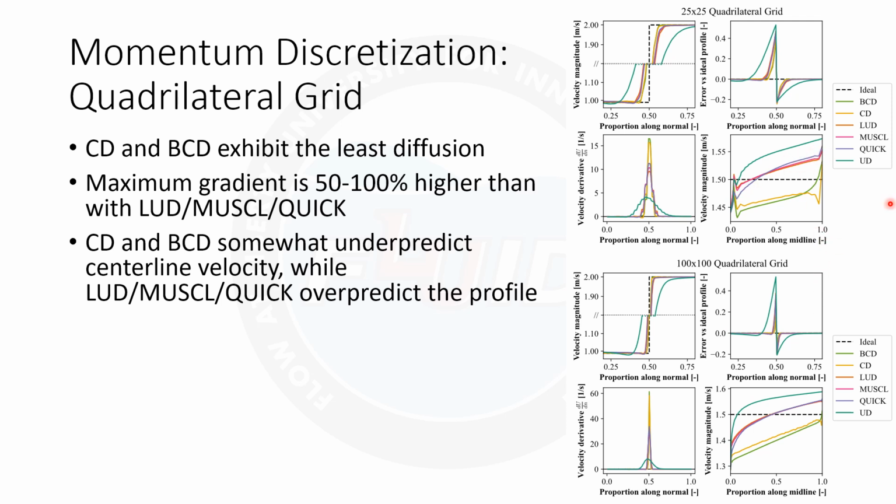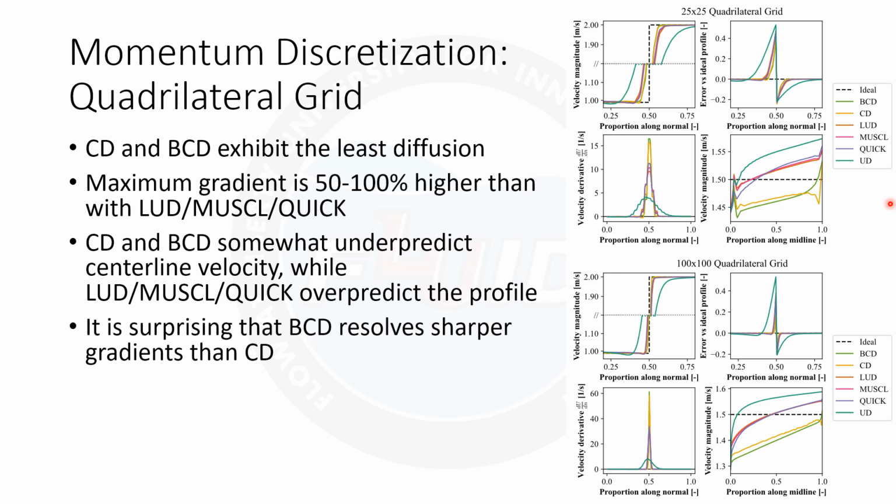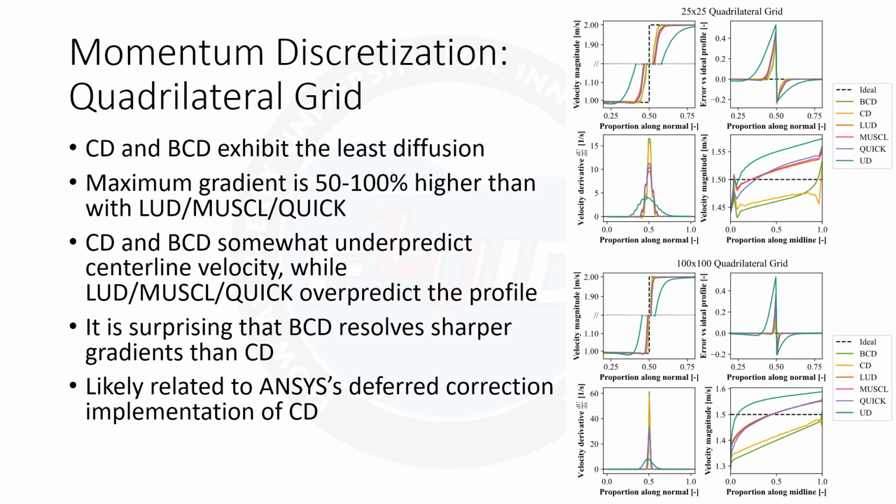It's a little surprising that bounded central differencing resolves sharper gradients than central differencing, because how Fluent describes bounded central differencing is that, based on some boundedness criteria, the convection boundedness criterion, it will switch between central differencing, upwind differencing, and linear upwind differencing. So if UD and LUD are both more diffusive than CD, it seems like moving that direction would give you something more diffusive than CD.